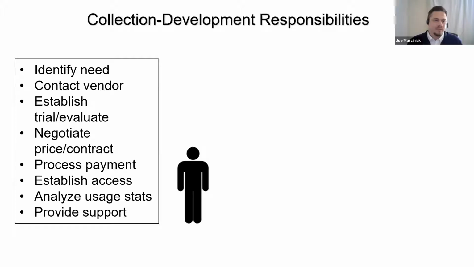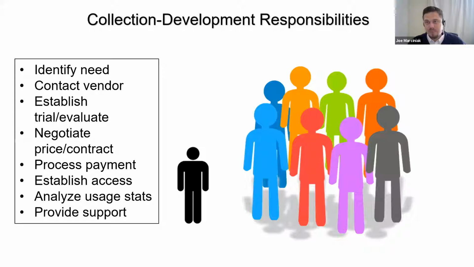You can see that I've listed several aspects over here: identifying the need, working with vendors, establishing and evaluating a trial. You got to negotiate the price, then the license, process the payment, establish access, analyze usage, and continue to provide support. So this is a lot of work for one person to do. So what you need to do is get more people to help you with it.